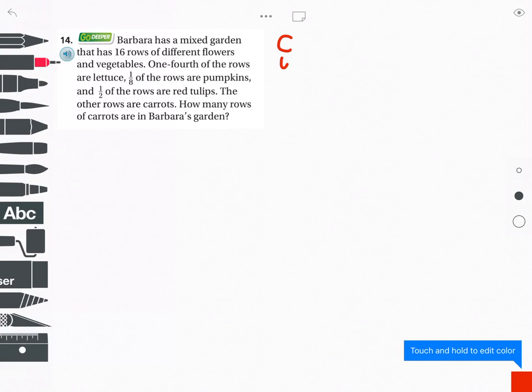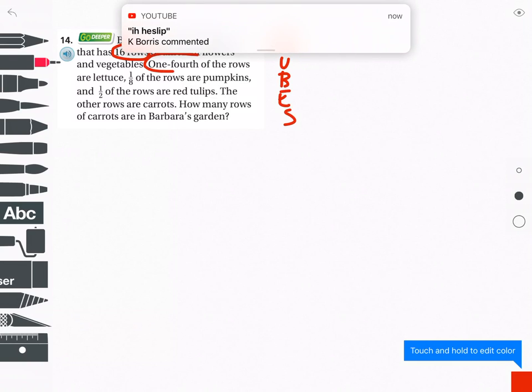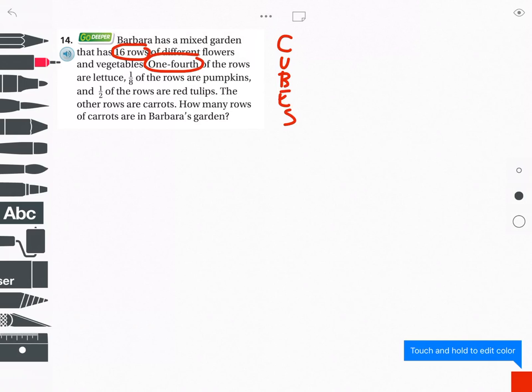So hopefully you guys started out with cubes. We go back and circle the numbers in units. So 16 rows of different flowers and vegetables. 1/4, and this gets a little bit confusing because 1/4 is written out like words, whereas the other ones are written out like fractions. So it gets a little bit confusing. But 1/4 of the rows are lettuce. 1/8 of the rows are pumpkins. 1/2 of the rows are red tulips.